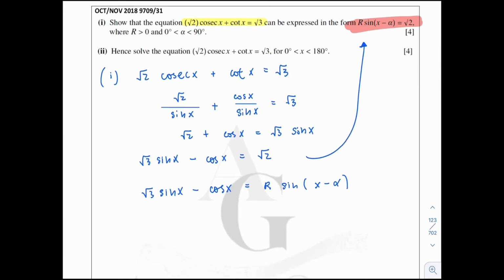So for this question, if you use the formula to get the r and the alpha, then you're going to make sure that the a and the b, which is the coefficient of the sine x and the coefficient of the cos x, is arranged properly. So if your a and b are interchanged, then your alpha will be wrong. That's why I will suggest you to use this method. Expand it for the right side. After expanding, you will get r sine x cos alpha minus r cos x sine alpha.